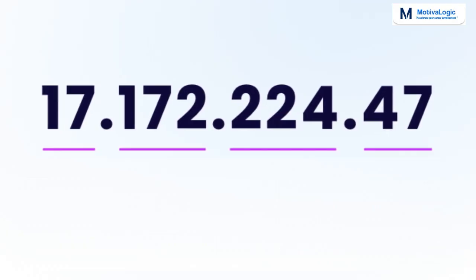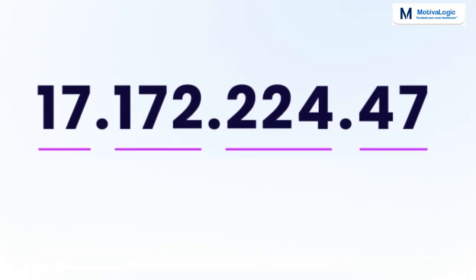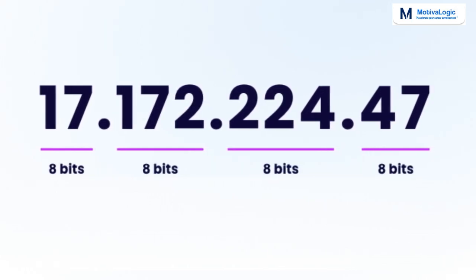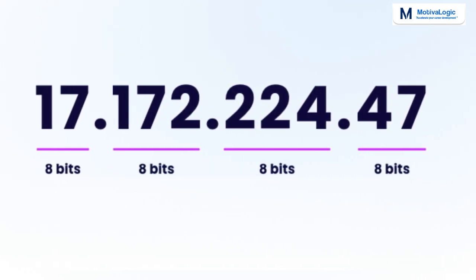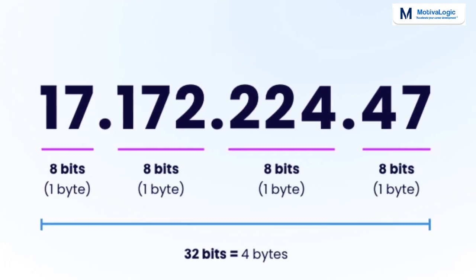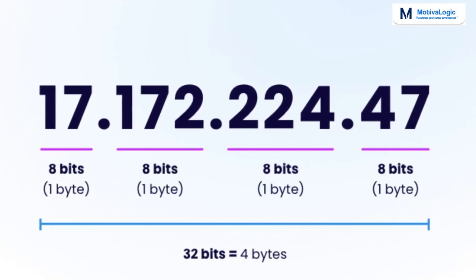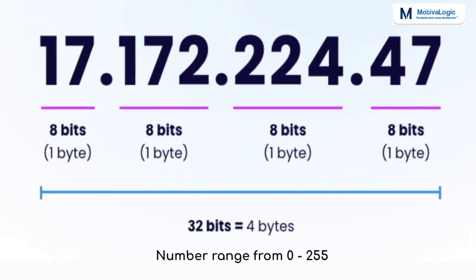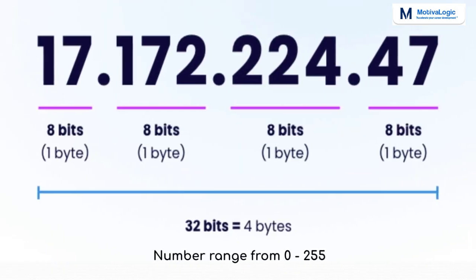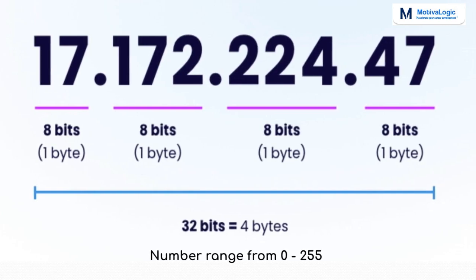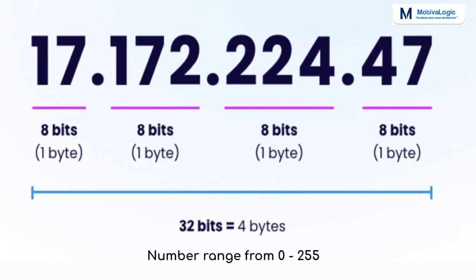For decades, the Internet has used the IPv4 addressing scheme, which consists of 4 sections that are made up of 8 bits separated by dots. Each 8-bit section is known as a byte. In total, it is made up of 32 bits, which is equal to 4 bytes. Each byte can be converted to a number from 0 to 255, giving us over 4 billion possible combinations.